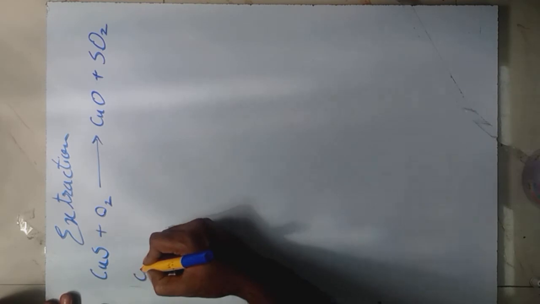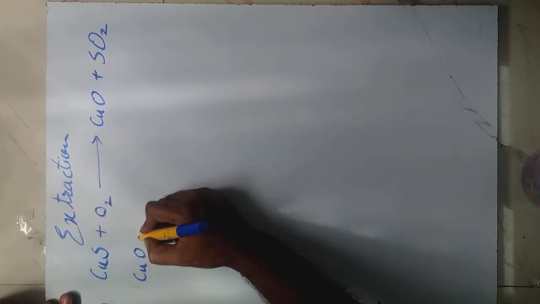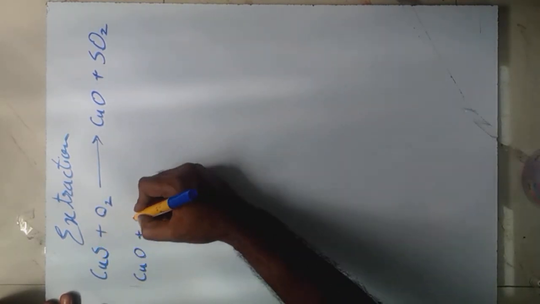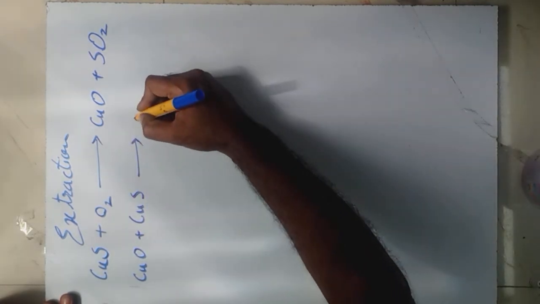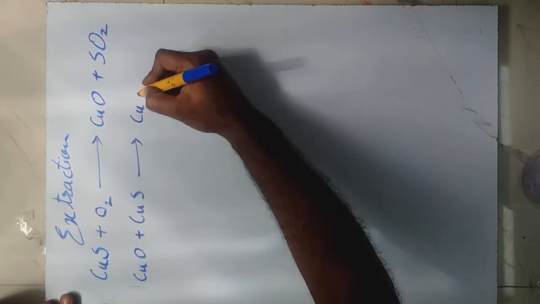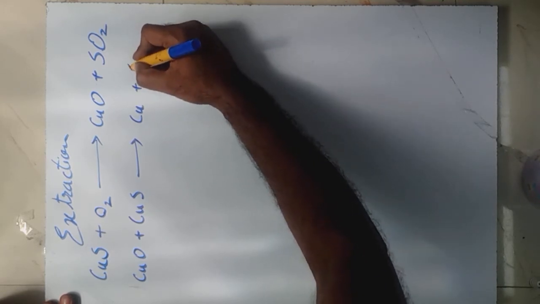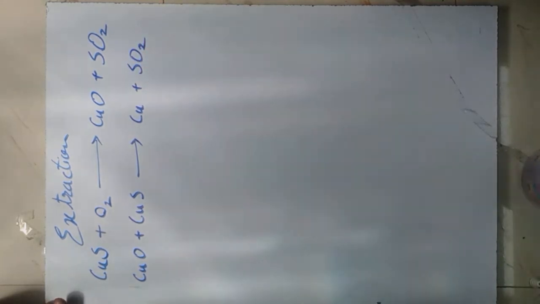This copper oxide is reduced by further heating it with copper sulfide one more time. This results in pure copper along with sulfur dioxide.